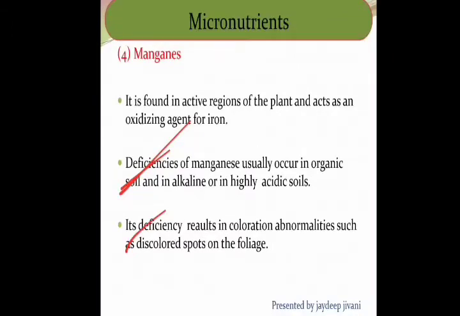Next, its deficiency results in abnormal coloration, such as discolored spots on the foliage.